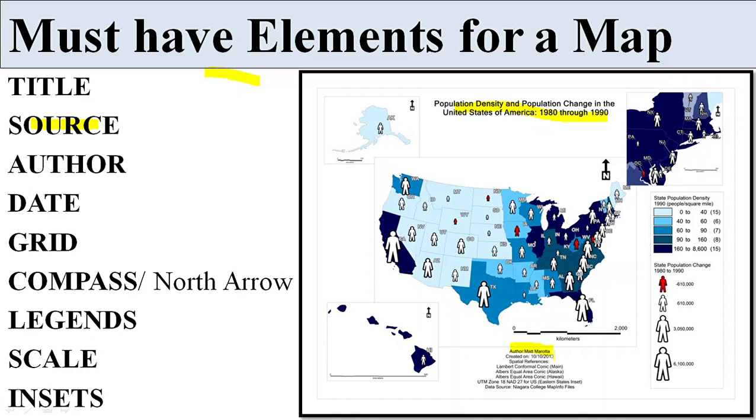Now coming next we have date. Date is mentioned just below the author, we have the creation date, created on 10/10/2013. So on 10th of October 2013 this map was created. So date is always given on a map.